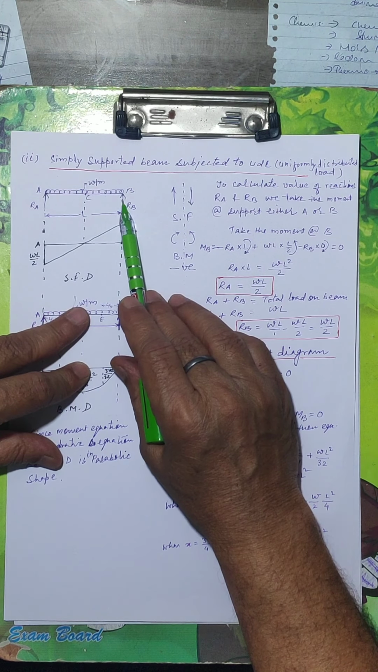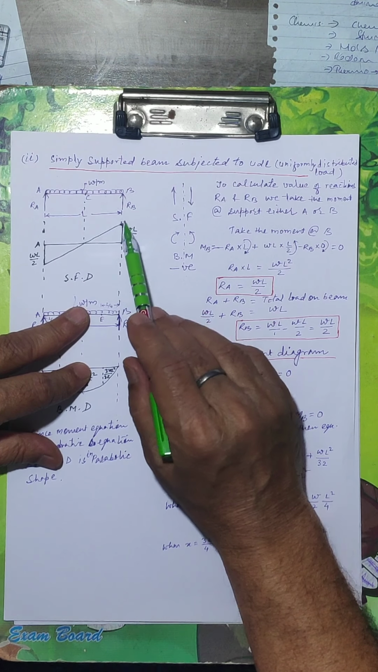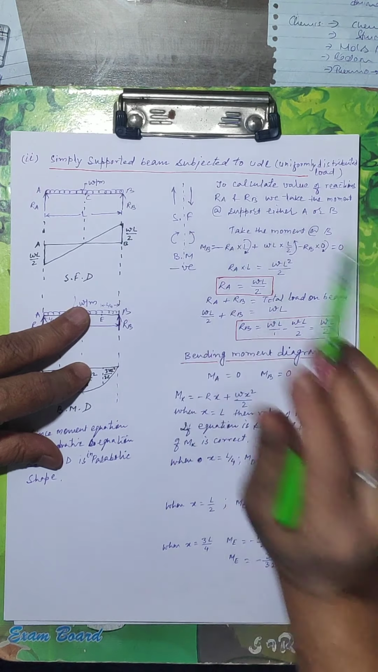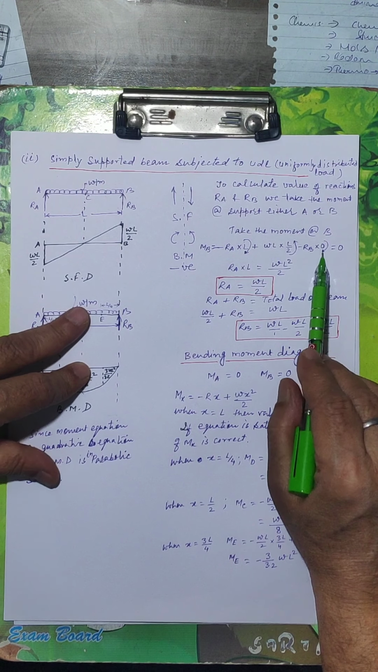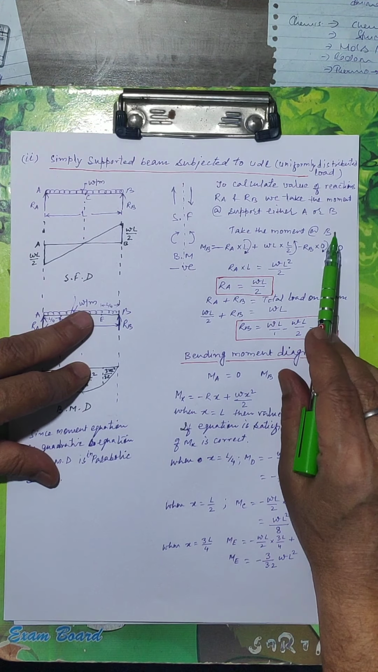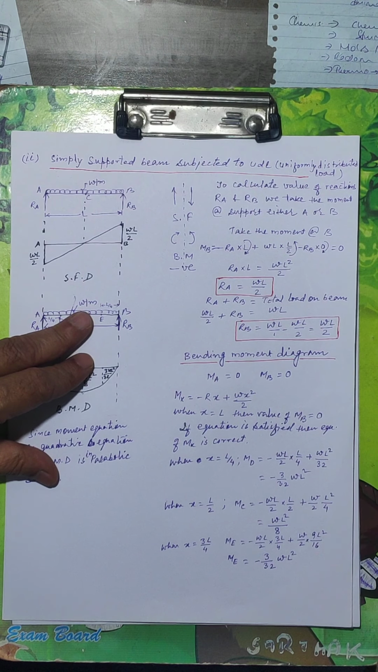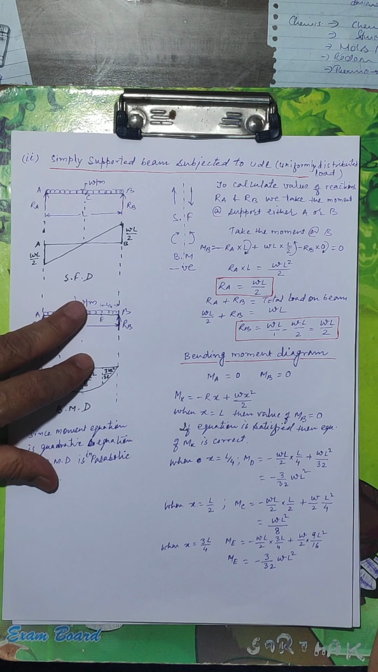is 0 because the force is passing through the same point about which we are taking moment. So the distance is 0, so RB into 0. That's why we take the moment about B. And if we take the moment about A, RA would be multiplied by 0, it will again become 0.